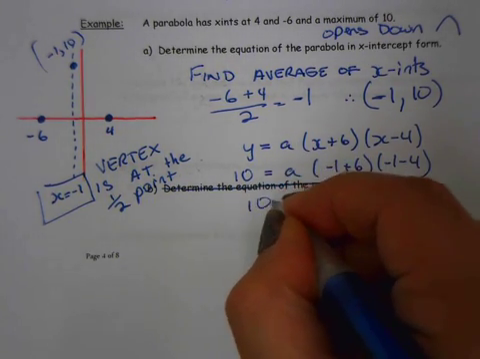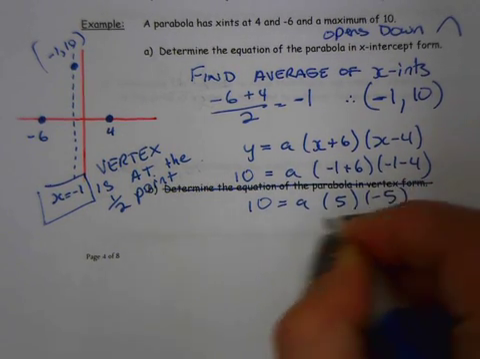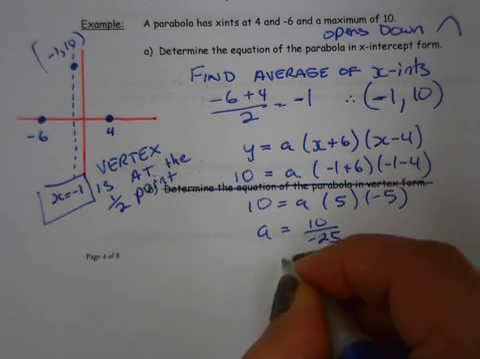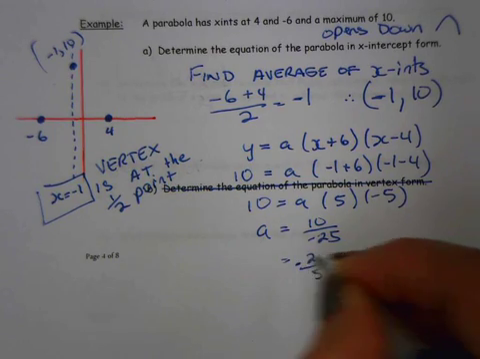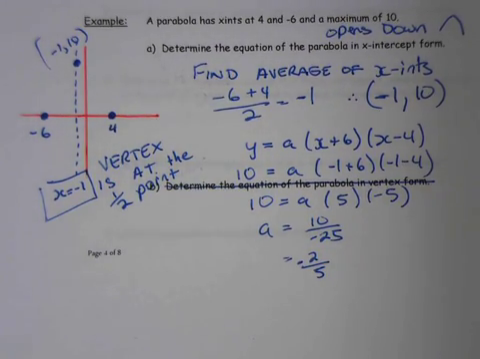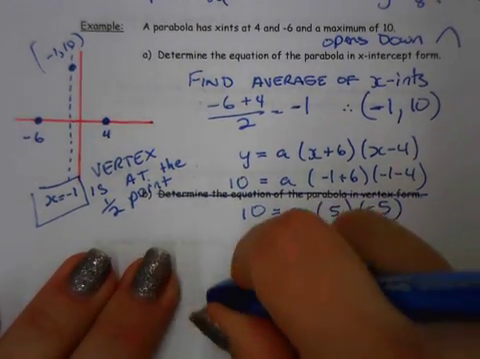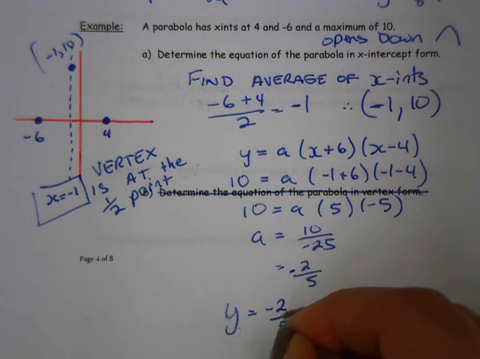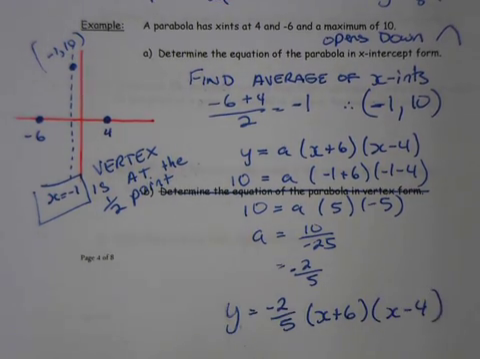We have 10 equals a, 5, and -5. So we get a equals 10 over -25. Let's make this lowest terms, -2 over 5. So in x-intercept form, we have y equals -2 over 5, x plus 6, x minus 4.